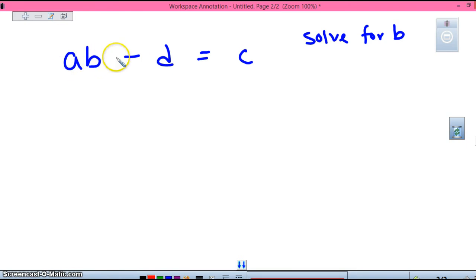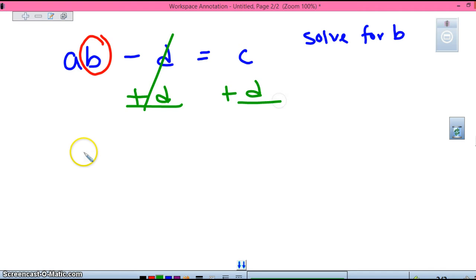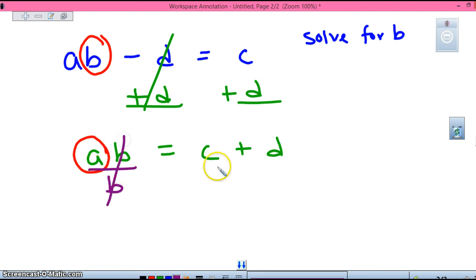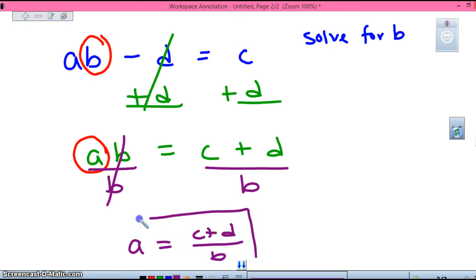If we have a times b minus d is equal to c, and we have to solve for b, what is the first thing we have to get rid of? The d. So the inverse would be plus d. What you do to one side, you do to the other. This means ab is equal to c plus d. Have we finished? No, we want b by itself. What's the inverse operation? You divide by b. What you do to one side, do to the other. That means a equals c plus d divided by b.